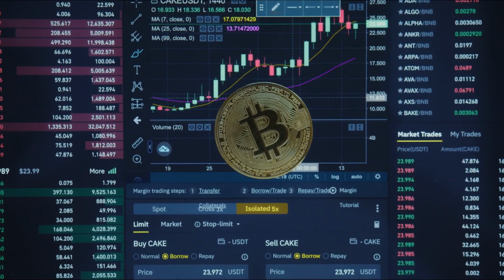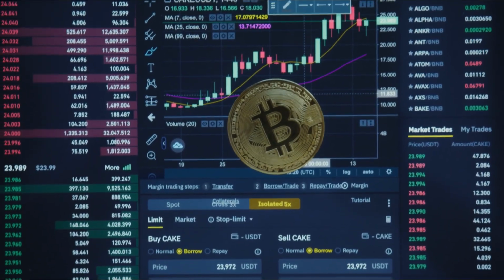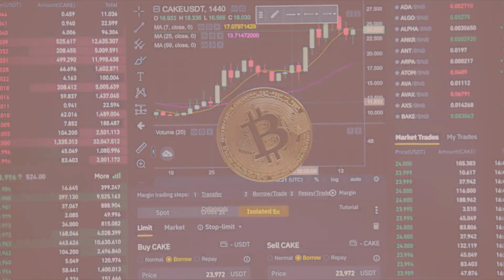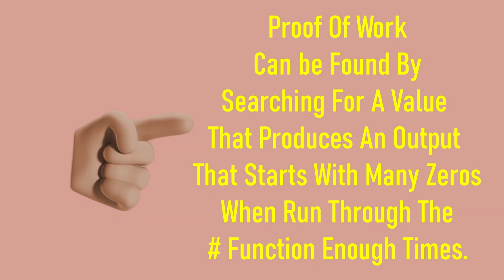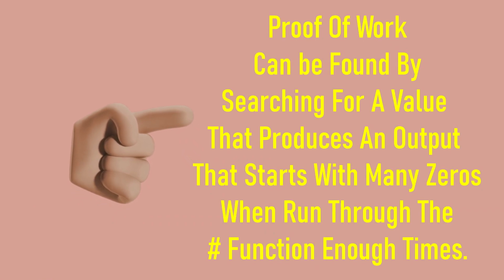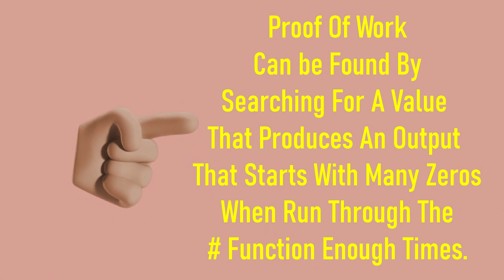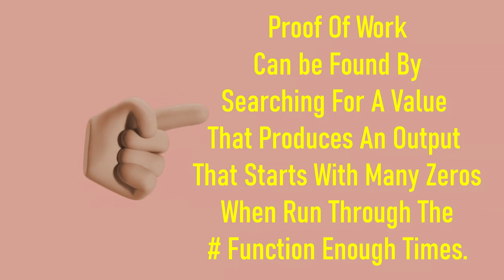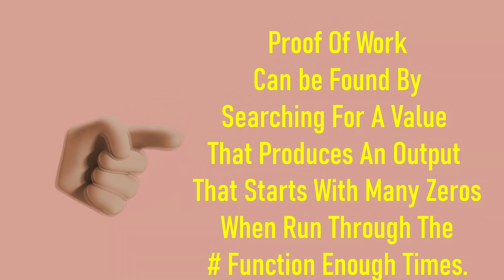Mining a block consists of finding a difficult proof of work for its header, which needs to be less than or equal to the target difficulty, which decreases with time. The proof of work can be found by searching for a value that produces an output that starts with many zeros when run through the hash function enough times.